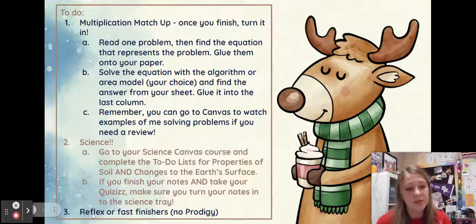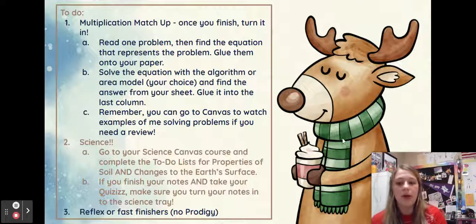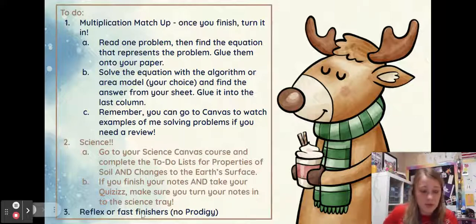reflex, or you can work on fast finishers. We're not going to go on Prodigy because people are working, so I do not want us to get crazy and start playing. So if you happen to finish everything for science, go to reflex or work on fast finishers. If you're not on reflex, I'll be very proud of you, but you're still not going on Prodigy, okay?